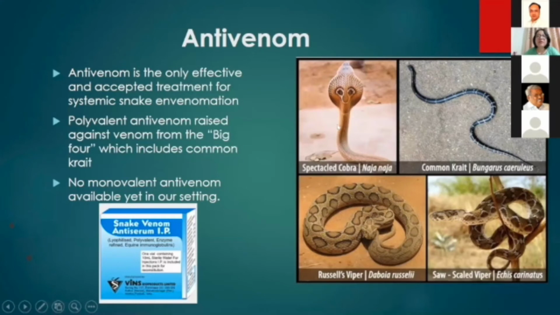So coming on to the antivenom, we all know about the big four. Antivenom is the only effective and accepted treatment for systemic snake envenomation. We have polyvalent antivenom for the big four. This includes the common Krait as well. But there's no monovalent antivenom available yet in our setting.